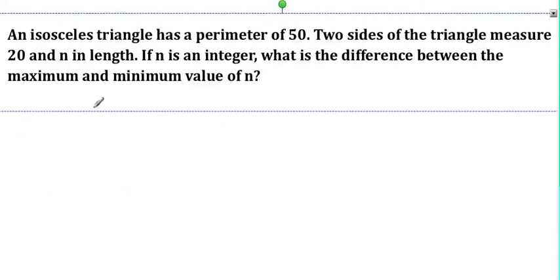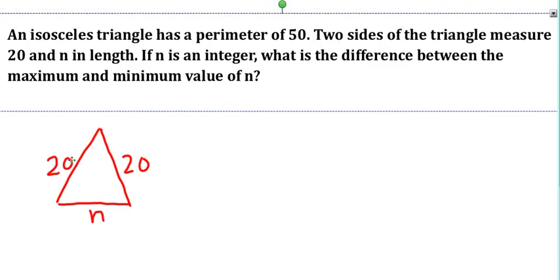And how about this fun one? An isosceles triangle has a perimeter of 50. Two sides of the triangle measure 20 and n in length. If n is an integer, what is the difference between the maximum and minimum values of n? Well, this one is a little odd, so I'm going to draw it like this for you. Because we can have n and 20 and 20.